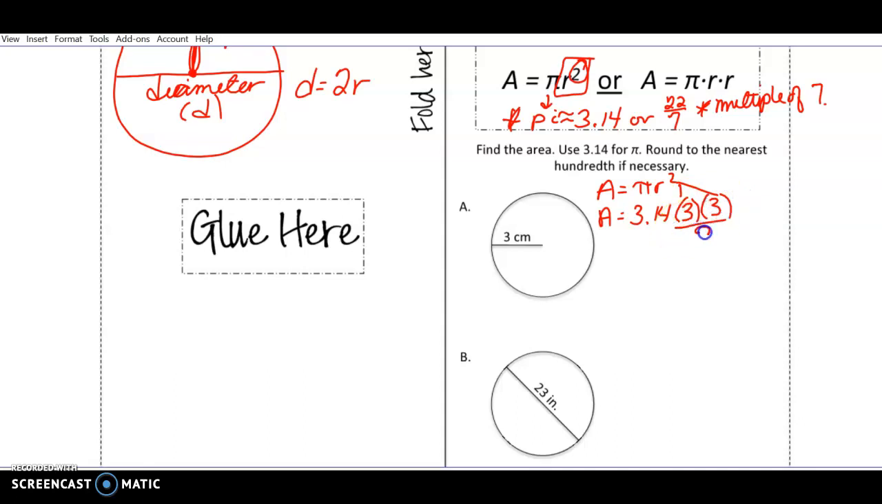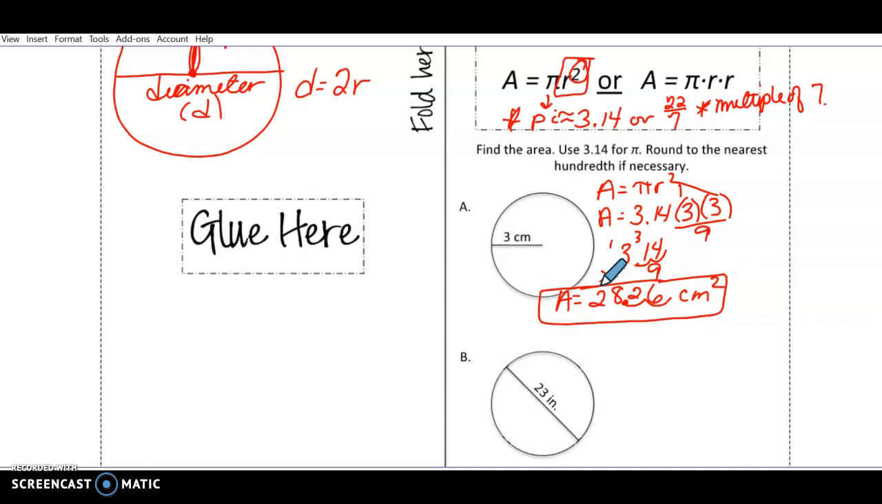Now I can multiply. Well, I know 3 times 3 is 9. Pi is dessert, save it for last is what I always say. So multiply all your other numbers if you can. 36, 12, 28, don't forget to move your decimal, 1, 2. So the area of this circle is 28.26 centimeters squared. So again, we're still just using a formula and we're just plugging it in.